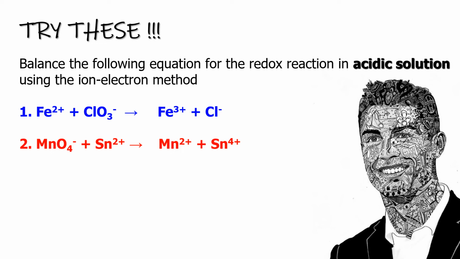So I have a lot of questions here, but there are two questions. For the first one, I will give you an example: Fe2+ and ClO3- give Fe3+. Here you can see that iron will go under oxidation. The other one, chlorine in ClO3-, will undergo reduction.